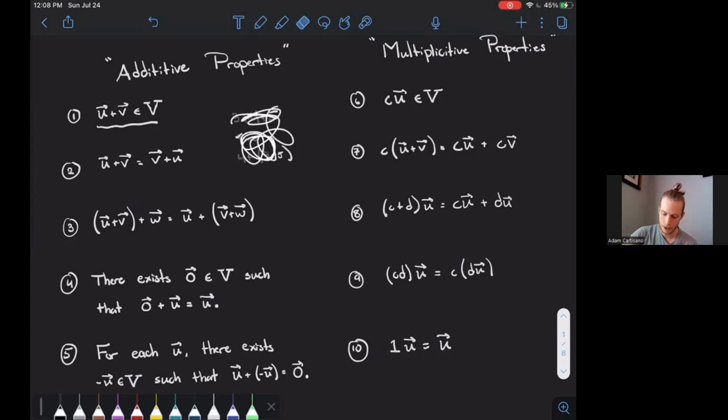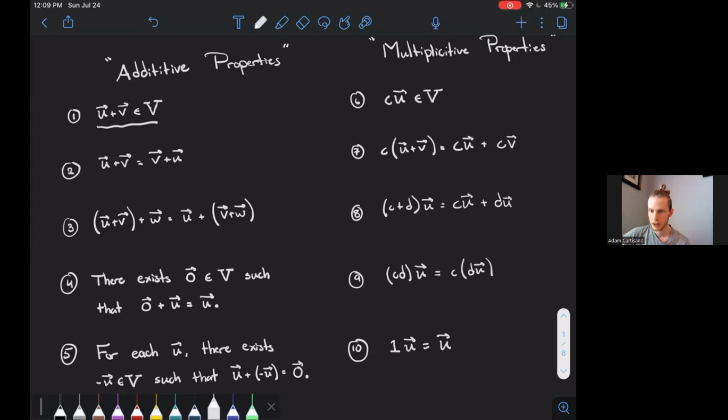Vector addition is defined in the same way. However, vector addition also obeys the associative property, namely that if I want to add three things together, I can either add the first two and then the third one to the sum, or I can add the first one to the sum of the last two, right? That's the associative property. Again, these are very obviously true for vectors in Rn.